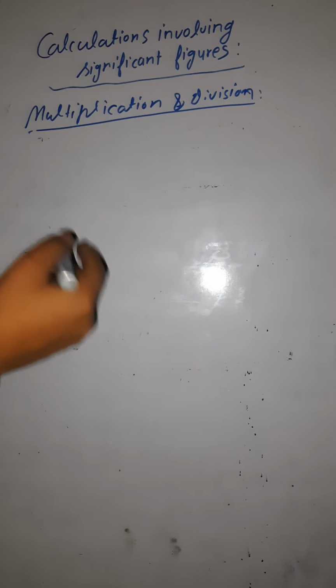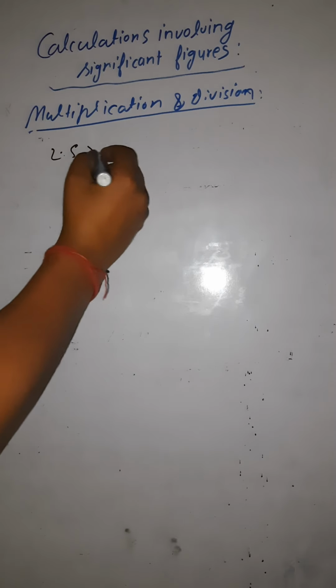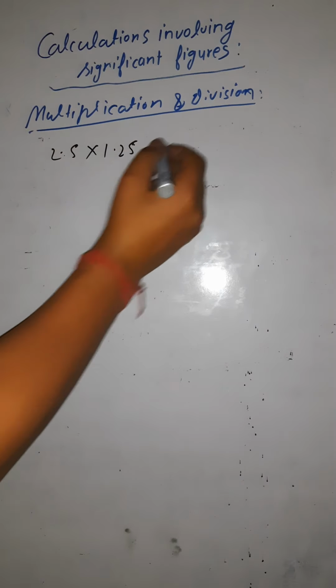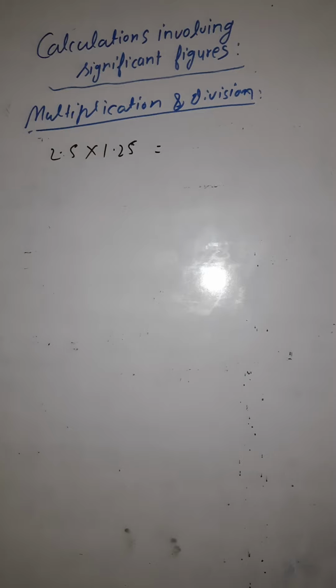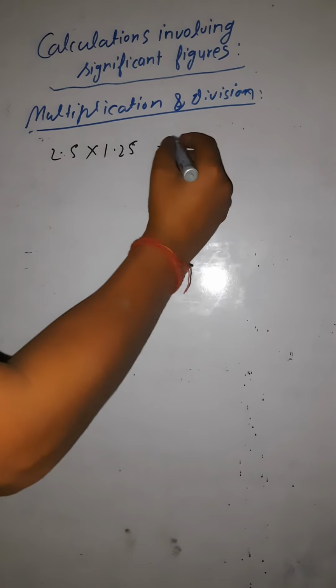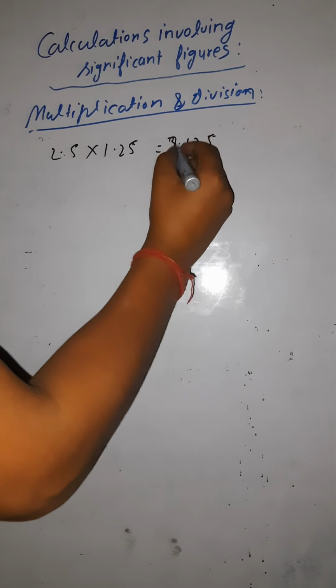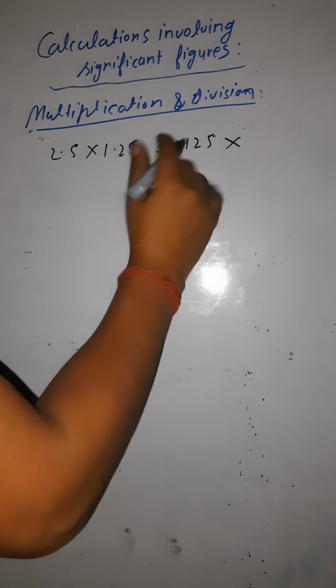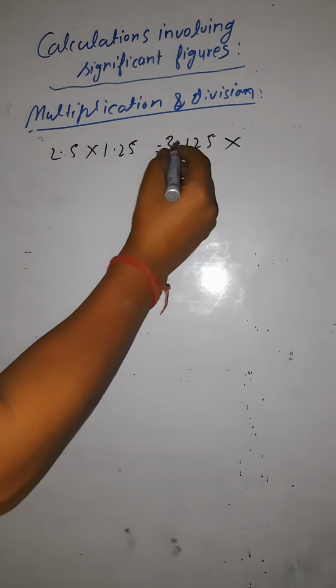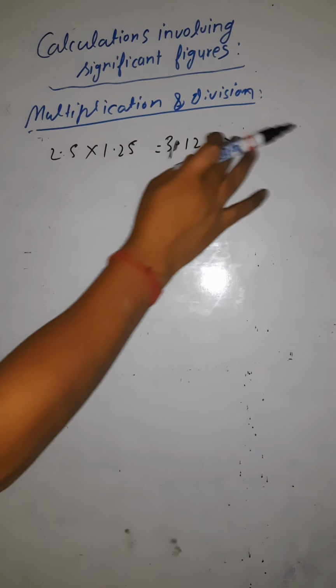Let's say I have to multiply 2.5 by 1.25. The answer that you are getting is 3.125. So this is not the correct answer. Here you would report the result.